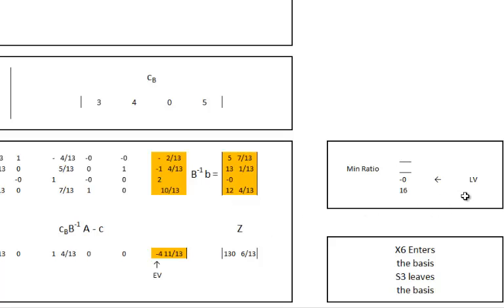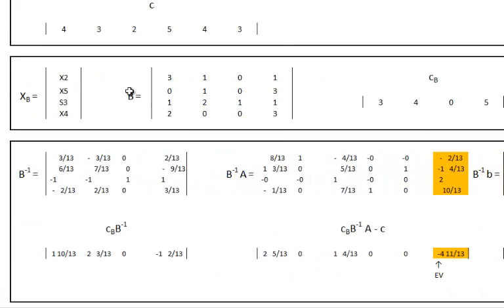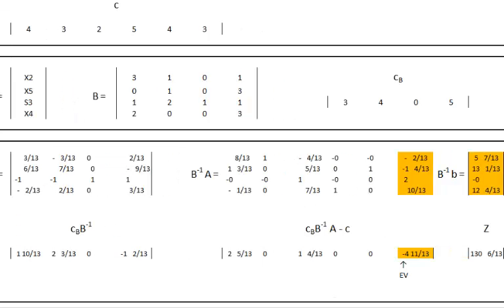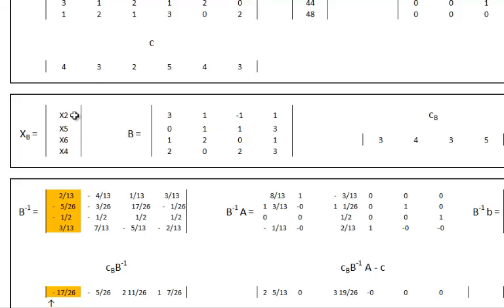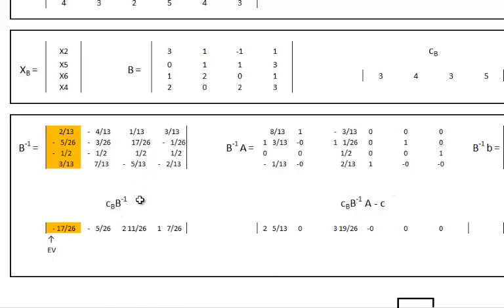So in this case, x6 enters, and the variable in here, one before the last in our basis, is going to leave. One before the last is the s3 variable. So s3 is going to leave, and x6 is going to enter the basis. In this iteration, I have x2, x5, x6, and x4. x6 replaced s3 that was in this location. CBB inverse is calculated. CBB inverse A minus C is calculated.